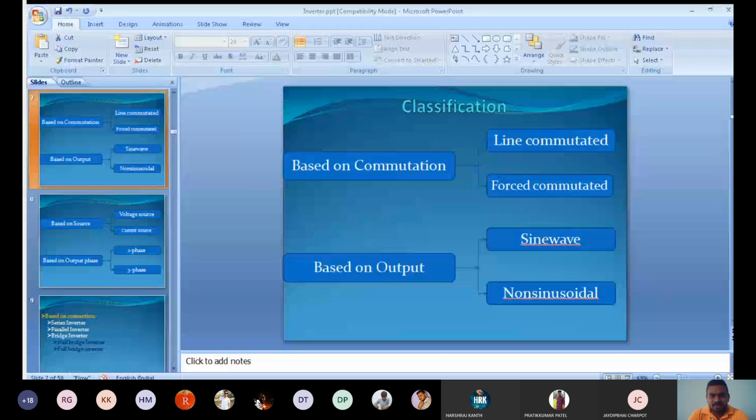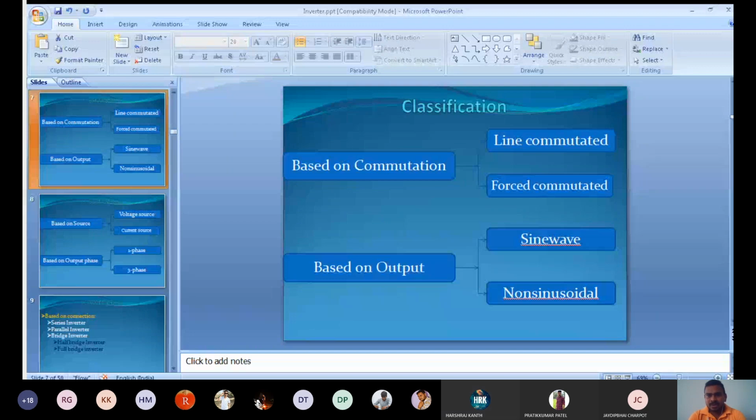Okay, now what is the forced commutation? Forced commutation, that means we are forcefully making the SCR off by giving reverse current or reverse voltage to the SCR. When we give reverse current or reverse voltage to the SCR, we are forcefully turning it off. So that's why it is known as the forced commutation. Understood the commutation?